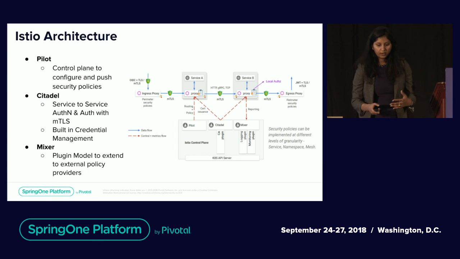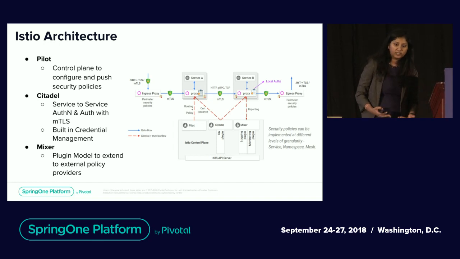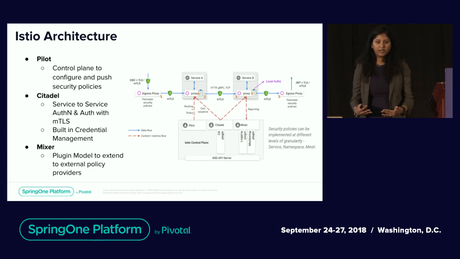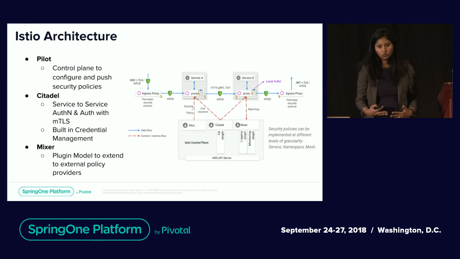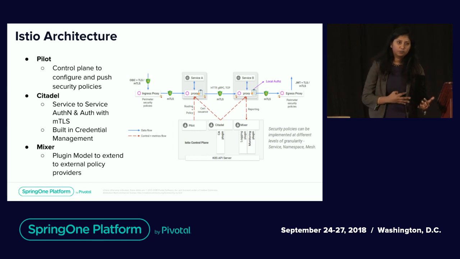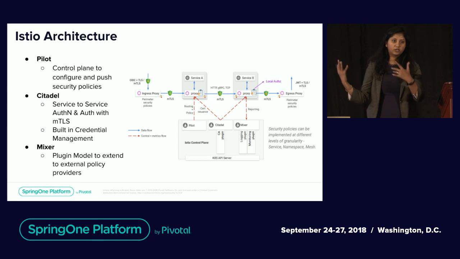Finally, the Mixer. So the Mixer is basically an extension. It gives you an extension point. So Istio is providing you some capabilities with respect to security, but if you want to extend them, Mixer is the way to extend them. So it is a plugin model, and if you have external systems which can do more finer-grained policy, or if you have external systems which can deal with metrics, monitoring, observability-related aspects, you can actually use the Mixer to plug in the mesh to that bigger system.